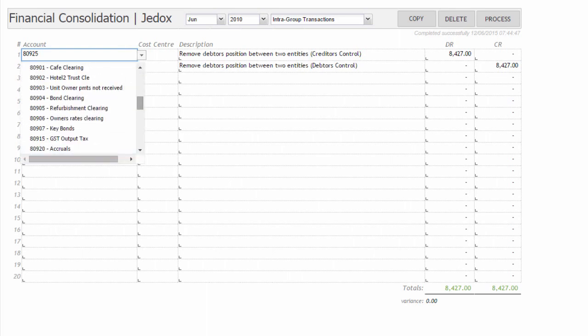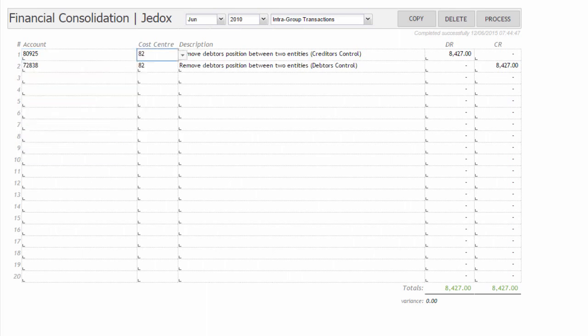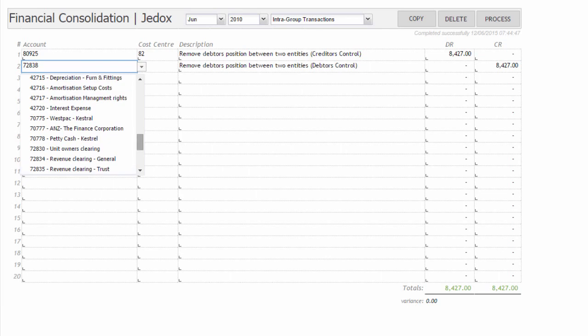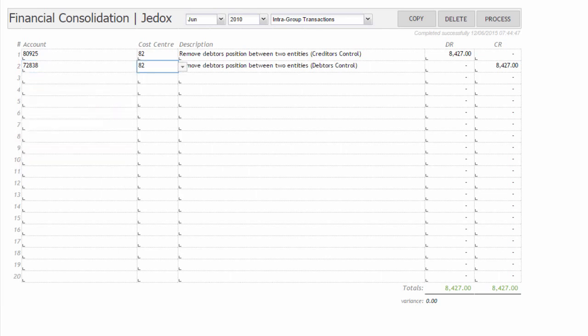So the first thing is that I select my creditors control account, the cost center I would like to eliminate. I can enter a description and the amount that I would like to eliminate between the entities. The second part of my transaction is the other side, of course, eliminating from debtors control against that same cost center the same amount.